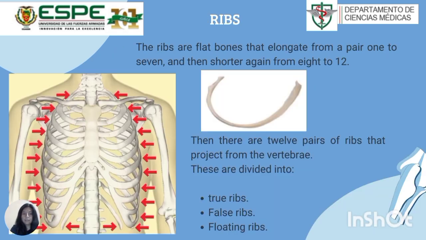Ribs. The ribs are flat bones that elongate from pairs 1 to 7, and are shorter again from the 8th to 12th. There are 12 pairs of ribs that project from the vertebrae. These are divided into true ribs, false ribs, and floating ribs.